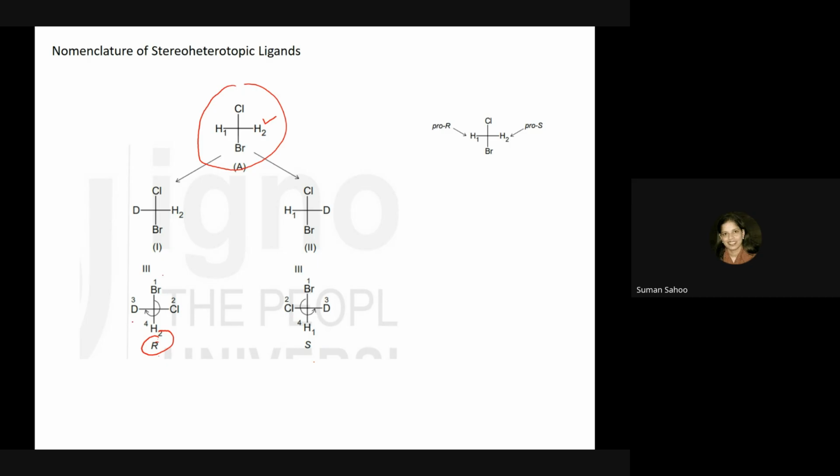This is a Fischer projection formula. Hydrogen is on the vertical line, so we do not have to worry about it. While tracing the path from 1 to 2 to 3, it is a clockwise direction, and in this case it is an anti-clockwise direction. As replacement of this hydrogen gives an R configuration, it would be named pro-R, and replacement of the other hydrogen gives an S configuration, so that would be named pro-S.